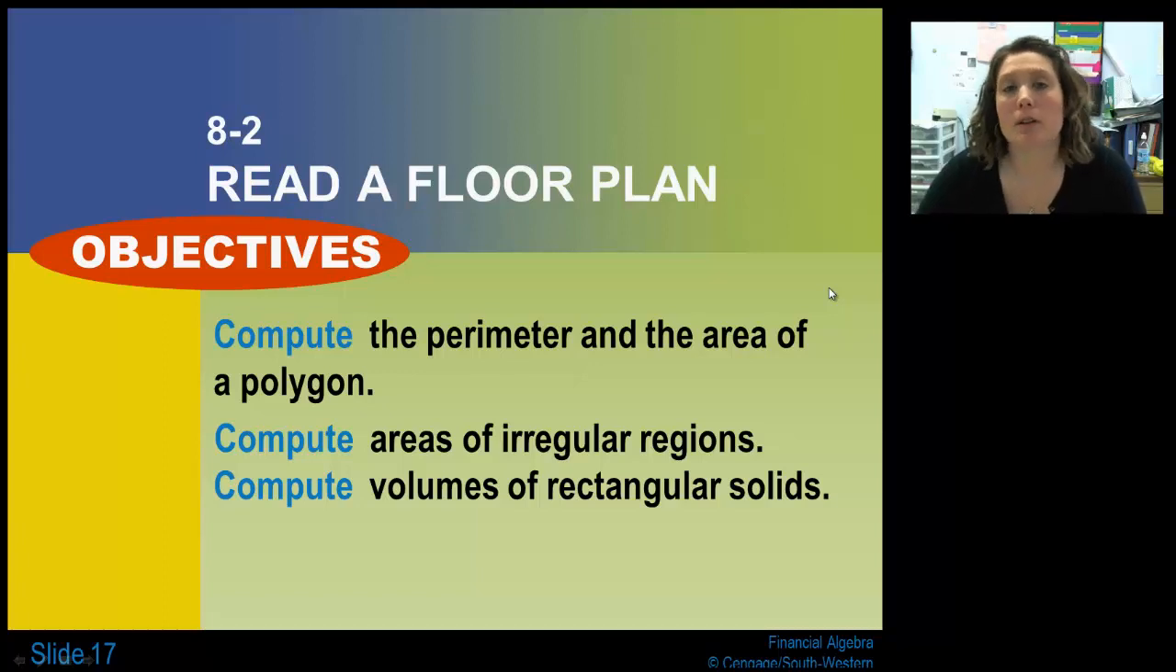So lesson 8-2, we're going to talk about how to read a floor plan. We're going to compute the perimeter and the area of a polygon, which you've already done in previous math classes. We're going to compute areas of irregular regions, and we're going to compute volumes of rectangular solids.